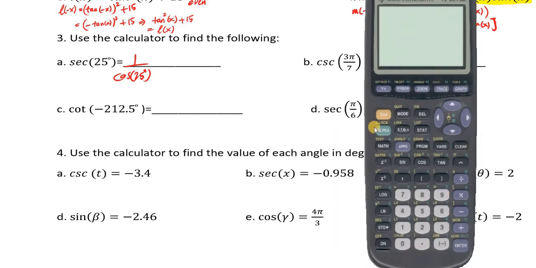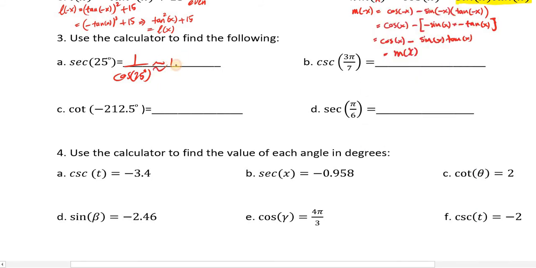All right. Now we need 1 over cosine 25. So 1 divided by cosine 25 degrees is equal to that number. I'm going to round that number to 4 decimals. So the answer is approximately 1.1034.